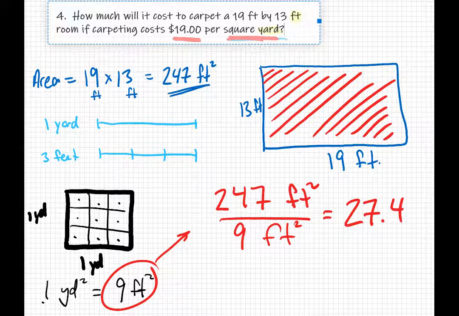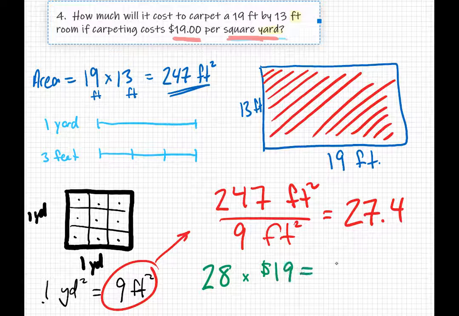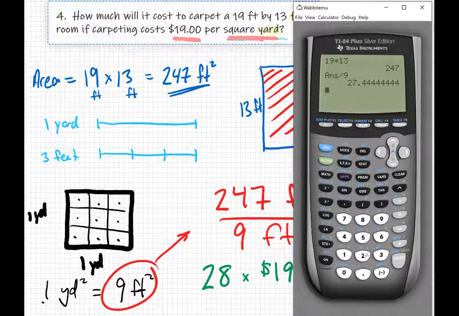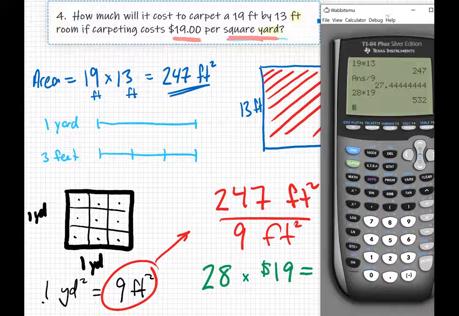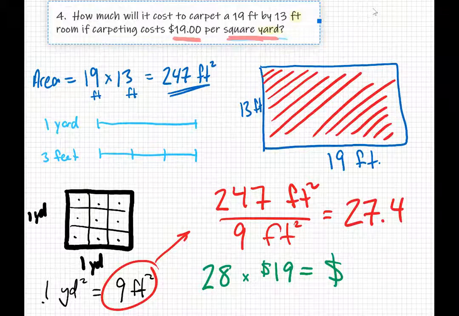Okay, let's switch to green because it's money. So 28 square yards times $19 a piece should give us a grand total. Let's see, 28 times 19. Looks like a grand total of $532.